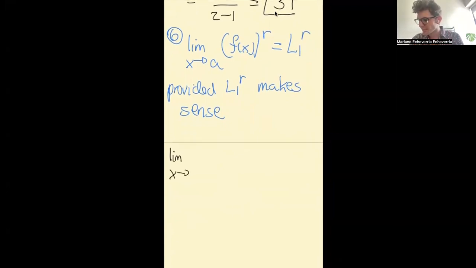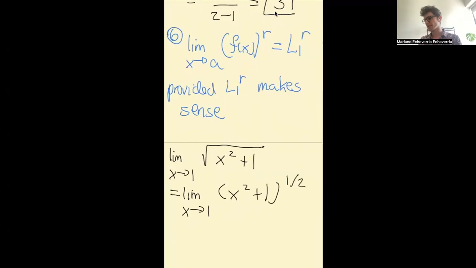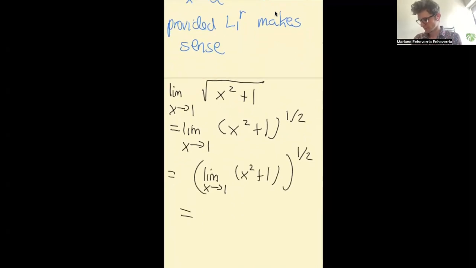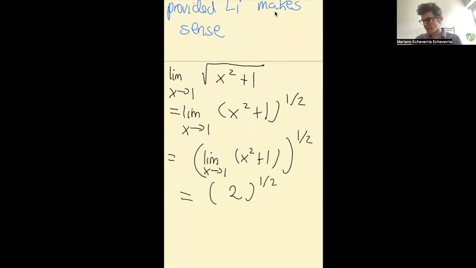So imagine that I give you the limit as x approaches 1 of the root of x squared plus 1. If you remember how to rewrite these radicals, this is the same as the limit of x squared plus 1 to the 1 half. And what this property is saying is that you can put the limit inside the square root. And then what does that give you? 2 to the 1 half, and that's just the square root of 2.